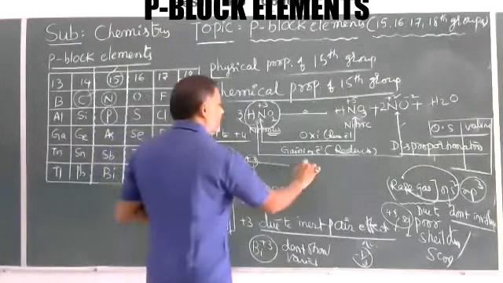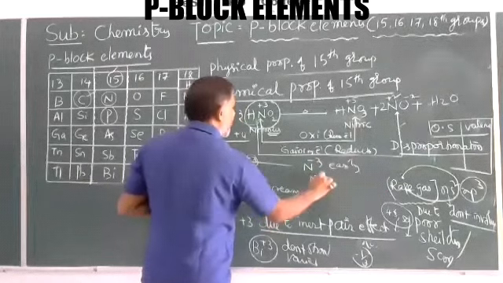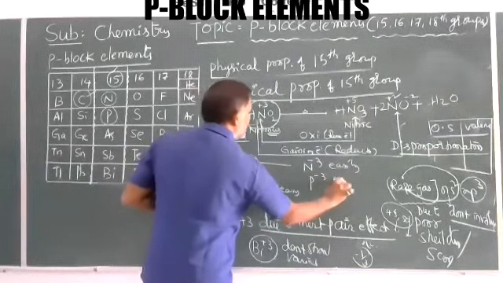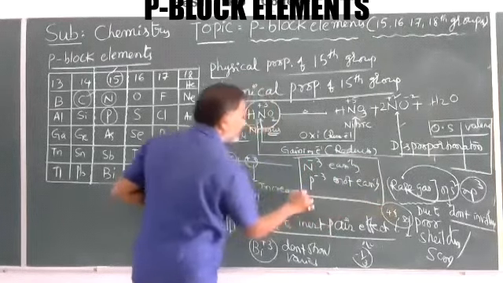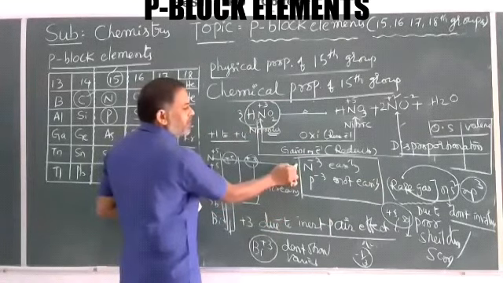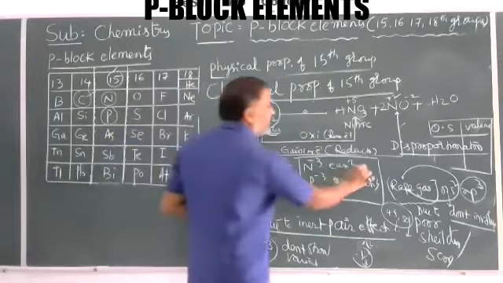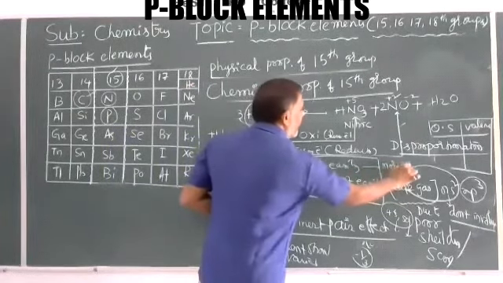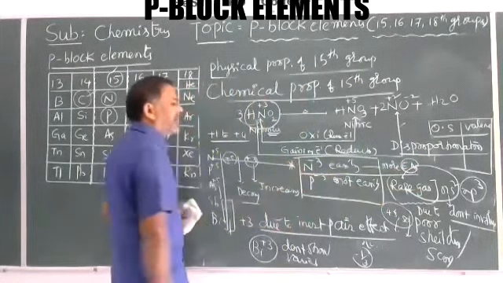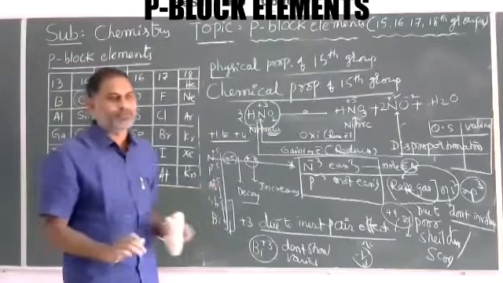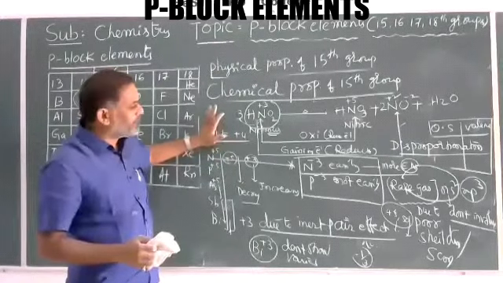Generally, nitrogen forms nitride easily, whereas P-3 does not form easily. Very, very important: nitride and phosphide. The reason is that nitrogen, because of its small size, easily receives electrons, and it has more electronegativity. Due to its greater electronegativity, nitrogen forms N-3 easily, whereas phosphorus does not. So these are the variable oxidation states of 15th group elements in chemical properties.